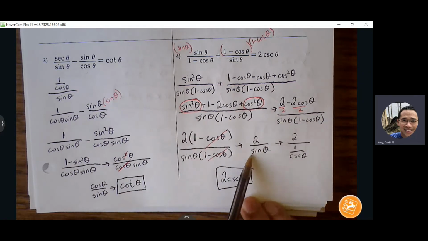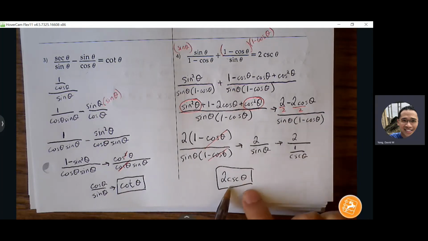Okay, so you're left with 2 over sine. Sine and cosecant are reciprocals. We can bring that up. We get 2 cosecant.